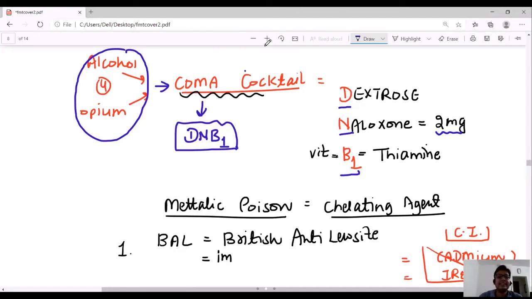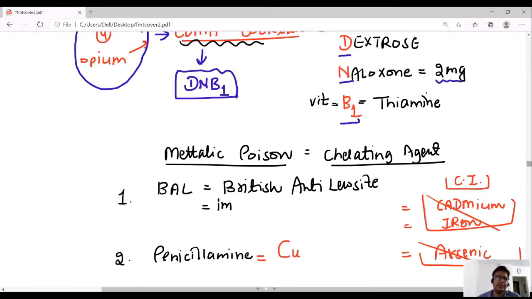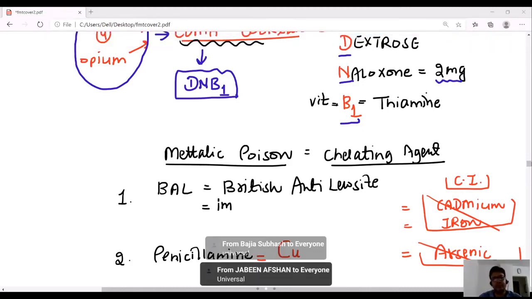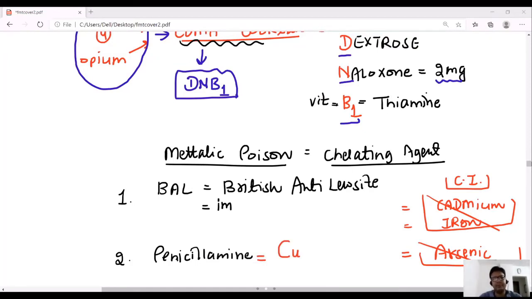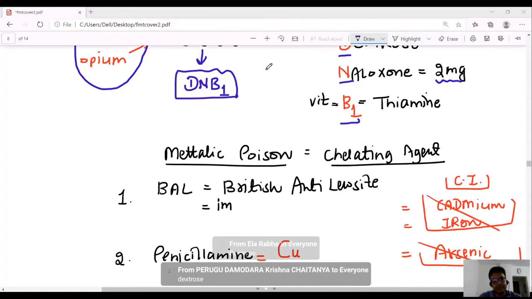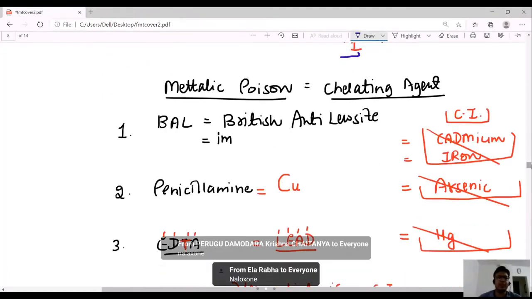Okay, doctor, revise with me. Magnesium oxide, tannic acid and charcoal form which antidote? Universal antidote. Coma cocktail contains what? DNB1. What is DNB1? D for dextrose, N for naloxone, B1 for vitamin B1, used in opium and alcohol poisoning.